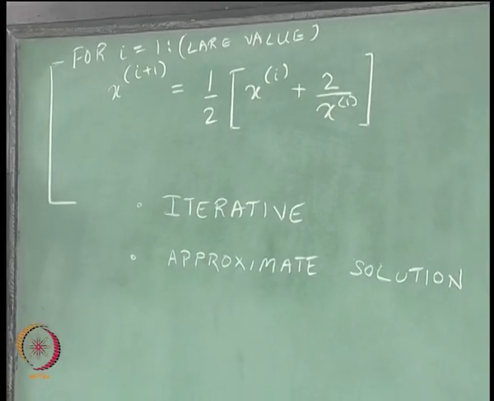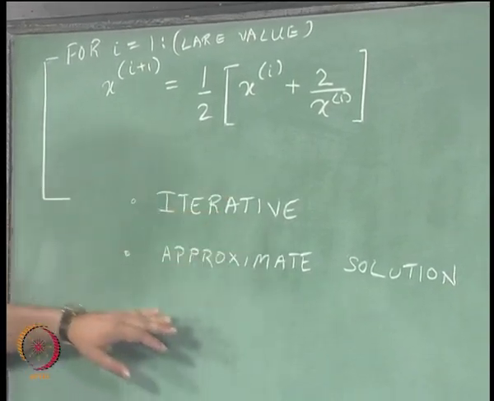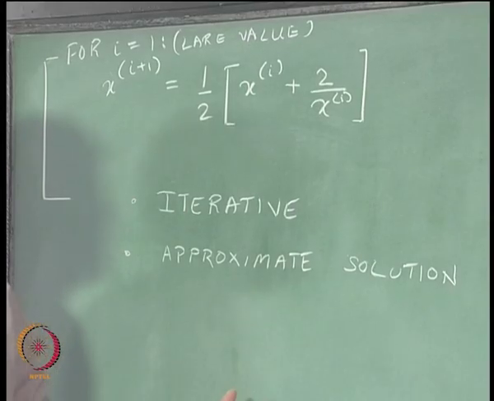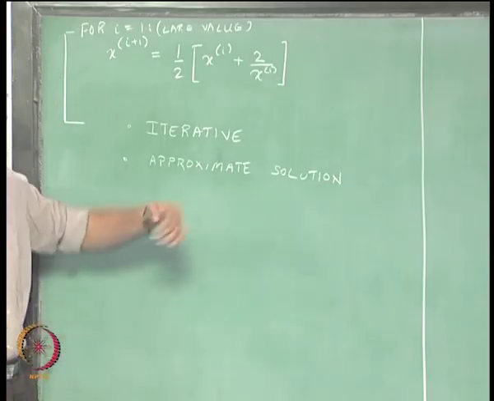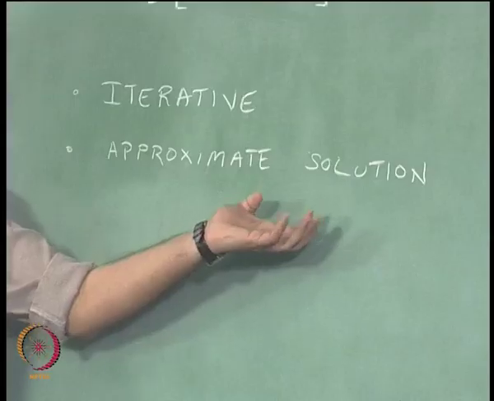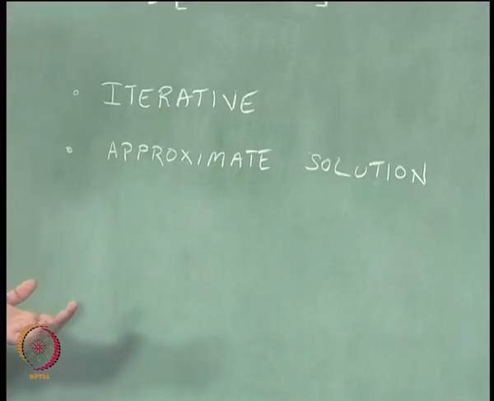The solution that we are going to get for square root of 2 is not going to be an exact solution, but it is going to be an approximate solution. Now we can specify up to what level we want to go when we want to solve this particular problem, and based on those specifications we will get this particular approximate solution.